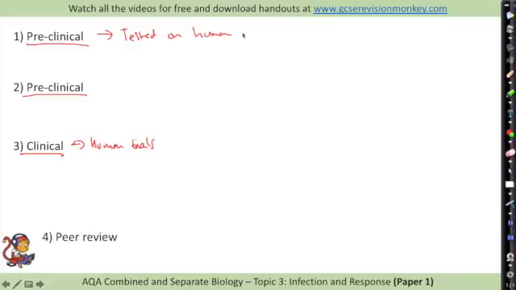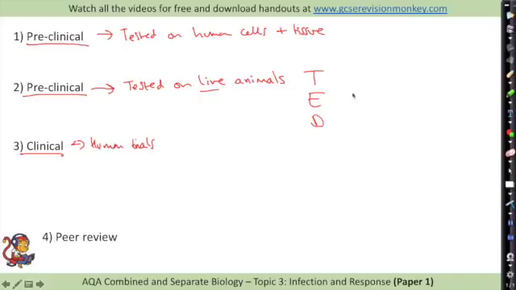So in the preclinical testing, first of all, the drugs are tested on human cells and tissues. The next trial of that is again before the human trial. They will be tested on animals, and obviously there's ethics, right and wrong, about testing on animals that you'll be able to look into and discuss. But they're tested for three things: toxicity.